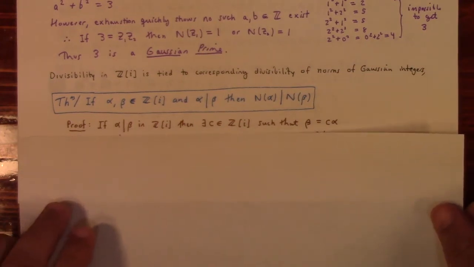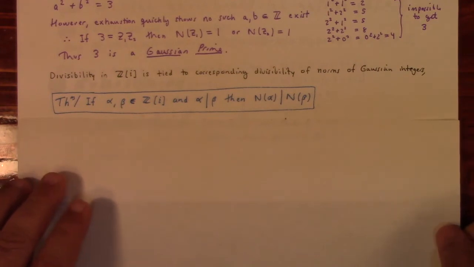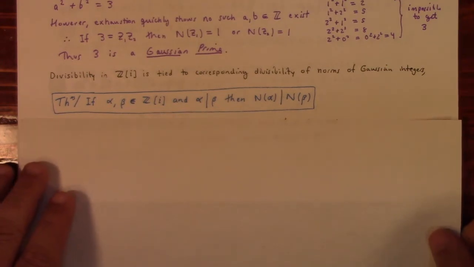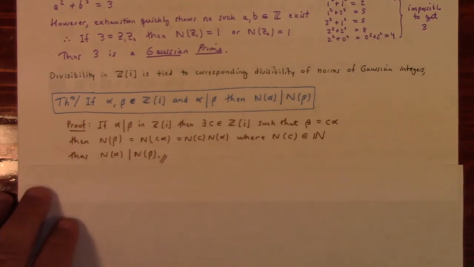So you start to see in the last two examples the fact that divisibility in the Gaussian integers is tied to the corresponding divisibility of norms of Gaussian integers. Here's a theorem. If you have Gaussian integers alpha and beta, and alpha divides beta, then the norm of alpha divides the norm of beta. Here's the proof. If alpha divides beta, that means beta is equal to gamma alpha, which means the norm of beta is the norm of gamma times alpha, which is the norm of gamma times the norm of alpha. But that shows that the norm of alpha divides the norm of beta.